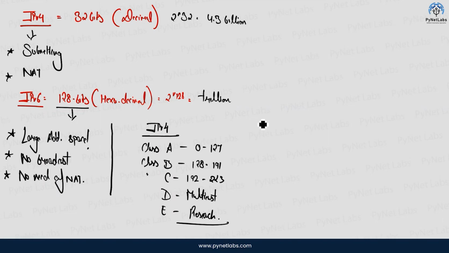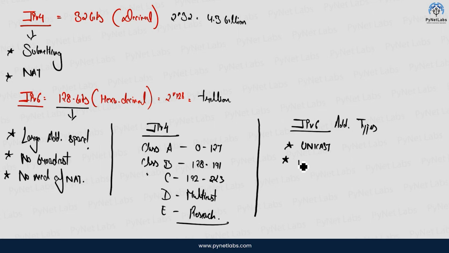But when we talk about IPv6, we don't have these ranges like 0 to 127. Instead, we have some address types. There are three types of addresses which we will be discussing in IPv6. The very first is the unicast address. The second is multicast.